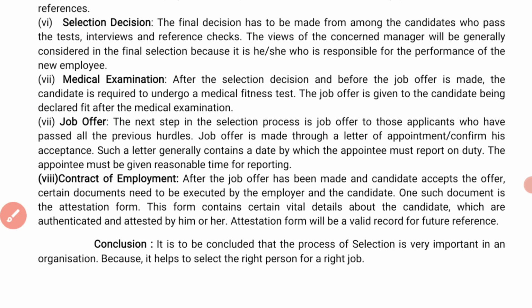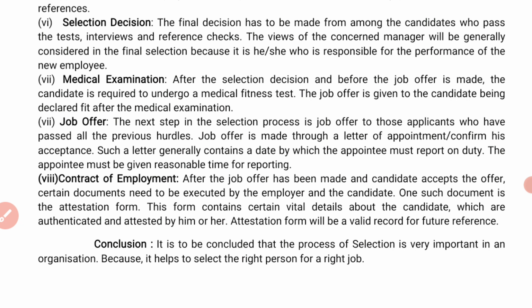The next step in the selection process, that is the job offer. The job offer is made through a letter of appointment to confirm his expectation. Such a letter generally contains a date by which the appointee must report on duty. The appointee must be given reasonable time for reporting. That we can say as a job offer.